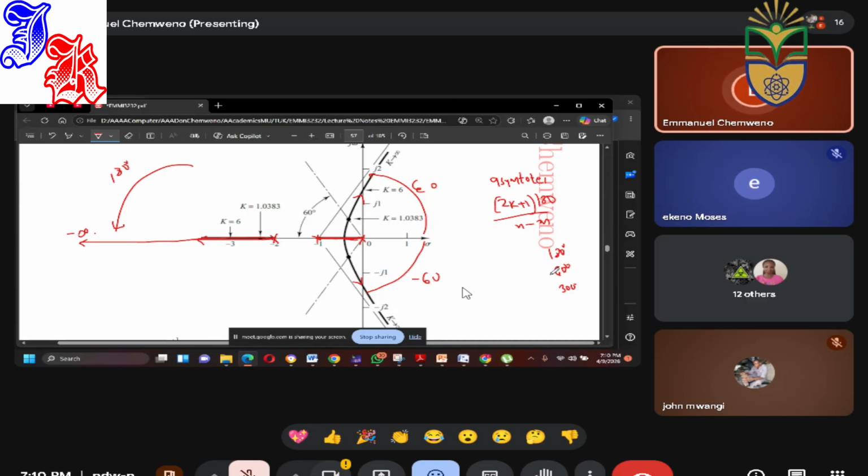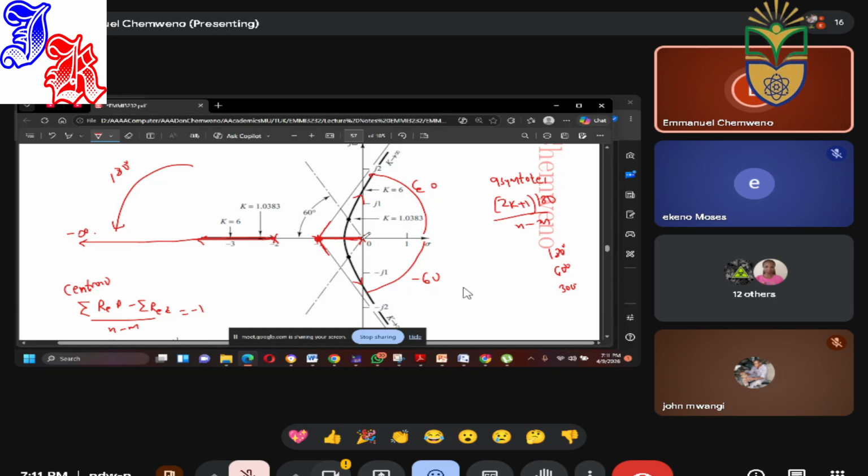We say these asymptotes take off the real axis from the centroid. The sum of real parts of poles minus sum of real parts of zeros over number of poles minus number of zeros, and we got it was equal to -1. So we came here, -1. This is now where we do our 60 degrees, 180 degrees, 300 degrees.